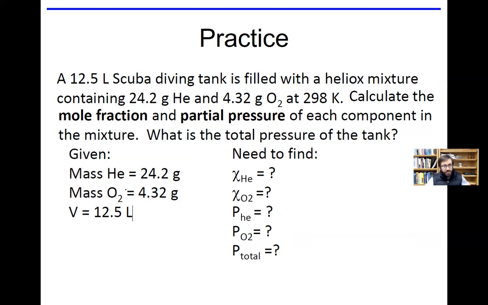We're given the mass. This is just kind of a summary. We need what we need to find and what we have. We're given the mass of each of these, and we're given the volume.